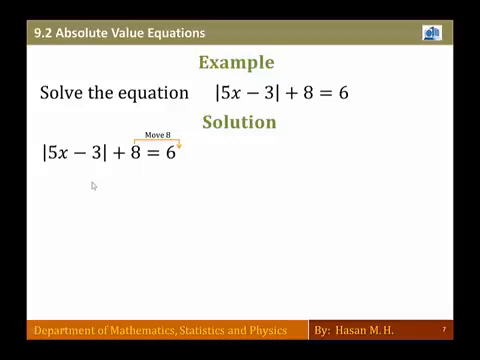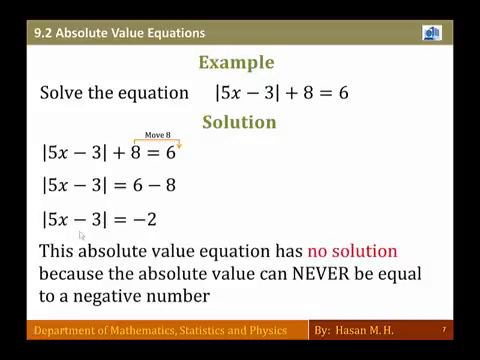We will have absolute value of 5x minus 3 equals 6 minus 8. 6 minus 8 is negative 2. We will have absolute value of 5x minus 3 equals negative 2. This absolute value equation has no solution because the absolute value can never equal a negative number.